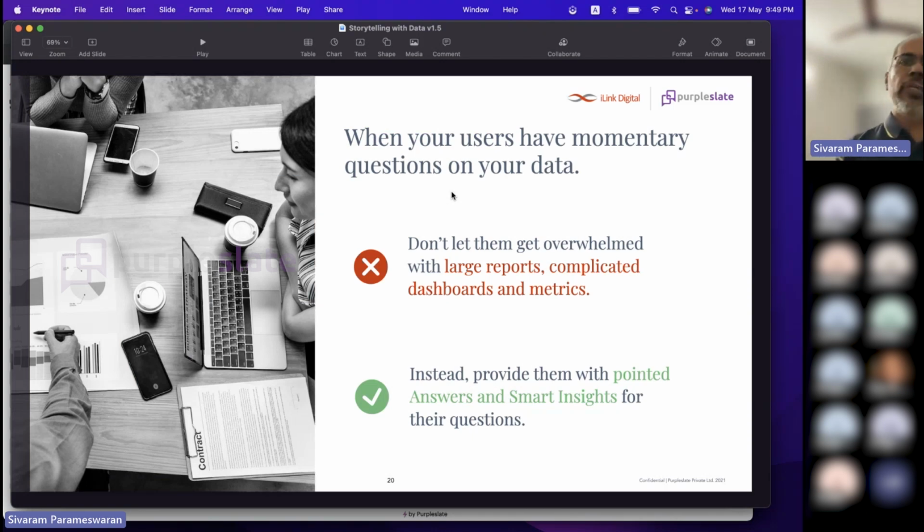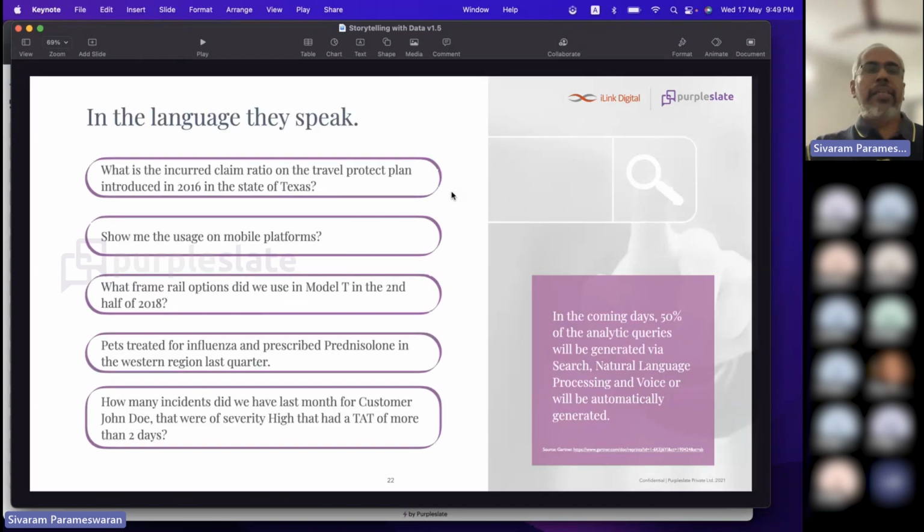So what we're really saying is, when your users have momentary questions on your data, is there a way we could reimagine the traditional BI route of reports, dashboards and metrics? Why can't we just let them ask the questions? Say somebody in the insurance industry, in a claims processing unit, asks: what is the incurred claim ratio on this particular product? Show me the usage on mobile platforms. Rather than leveraging traditional BI tools, why can't we just let them ask these questions? That's the whole idea behind this solution, based on conversational AI principles.